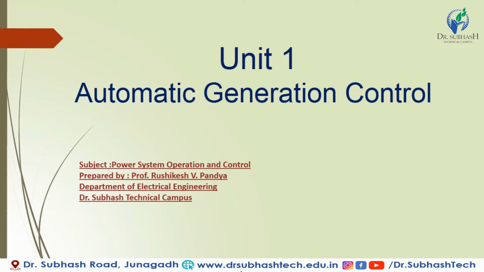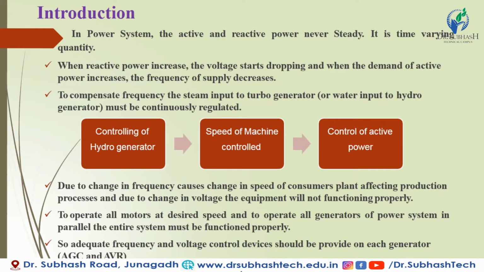Today we discuss the subject of power system operation and control. In this subject we start with unit number 1, automatic generation control. We start with the introduction. First of all, in the introduction we start with the need of frequency control.